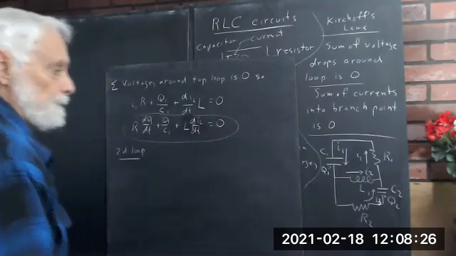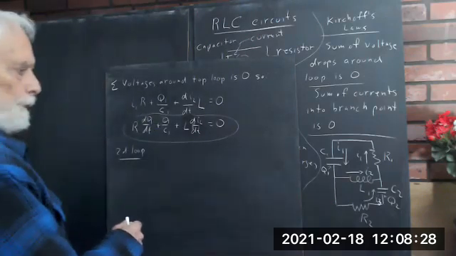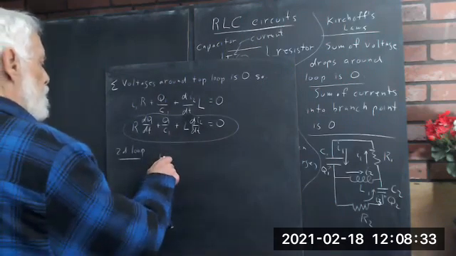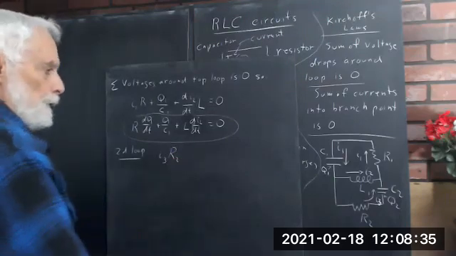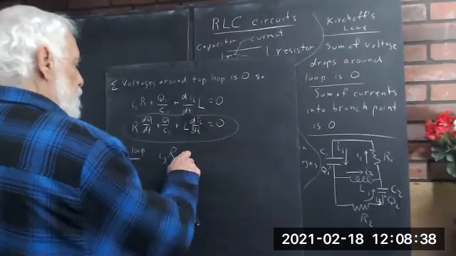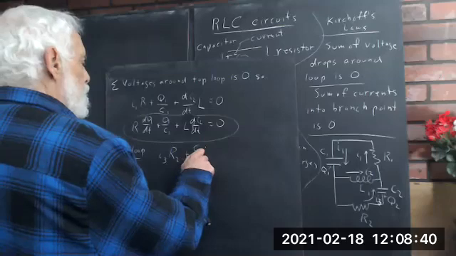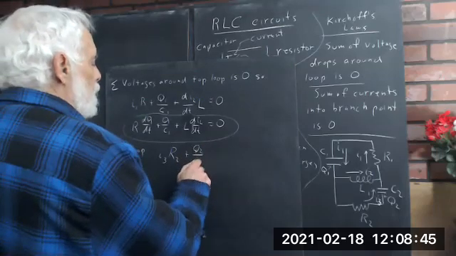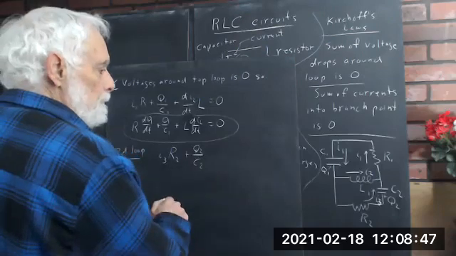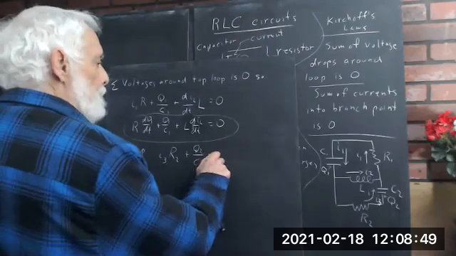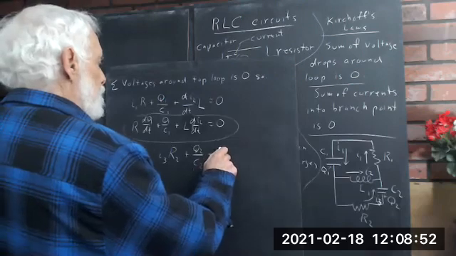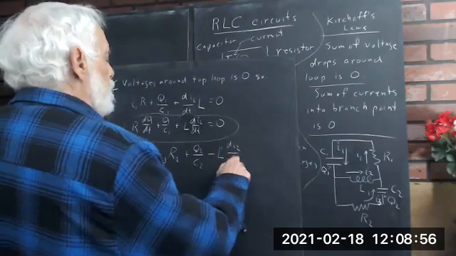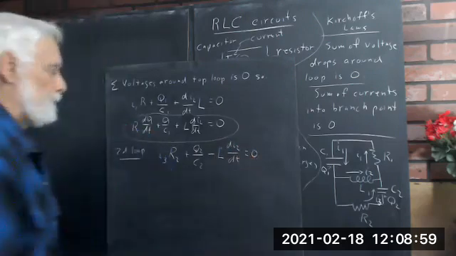We have resistor R2, so we have I3 R2 plus C2 Q2 over C2 minus L di2 dt equals 0.